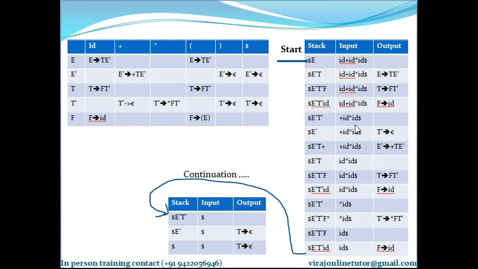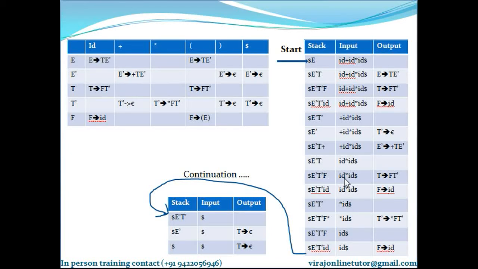Okay, so next is E dash on plus. What is E dash on plus? This production. So in place of E dash you write E dash T plus. Then I am cancelling plus with plus. I get this. What is T on id? T on id is F T dash. So in place of T you write T dash F on the stack.